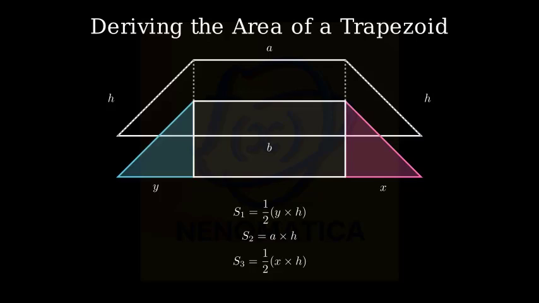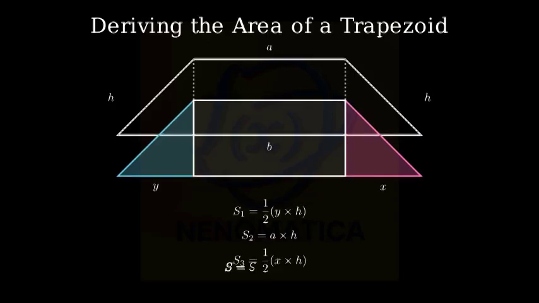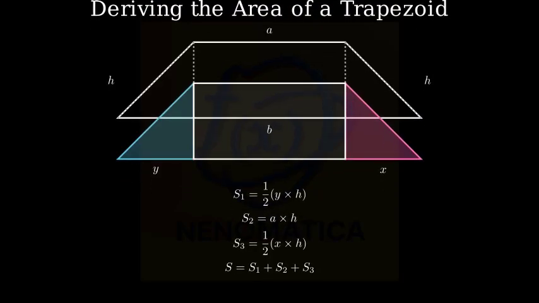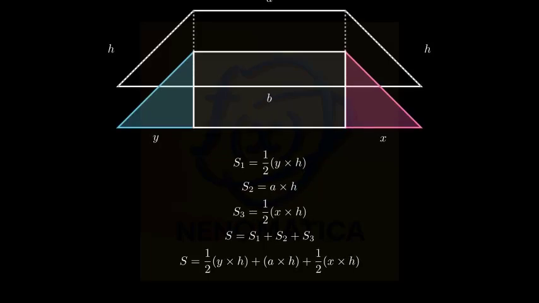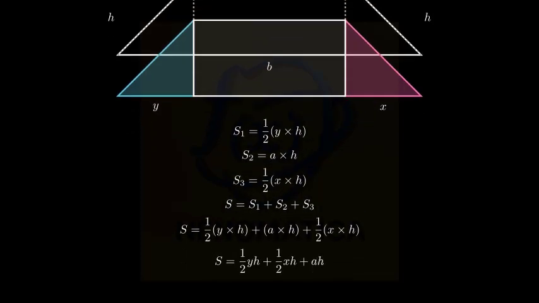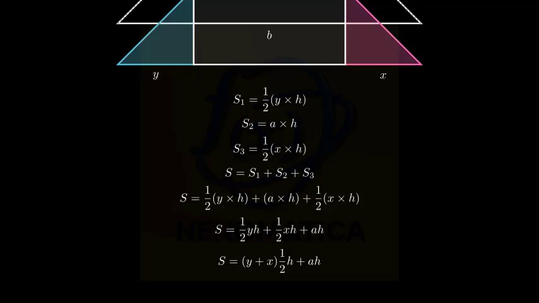Now, the total area of the trapezoid, S, is the sum of these three areas. S equals S1 plus S2 plus S3. Substituting our expressions, we get S equals 1/2 yh plus ah plus 1/2 xh. We can factor out h to get S equals 1/2 yh plus 1/2 xh plus ah, which can be rewritten as S equals 1/2 h times the quantity y plus x plus 2a.